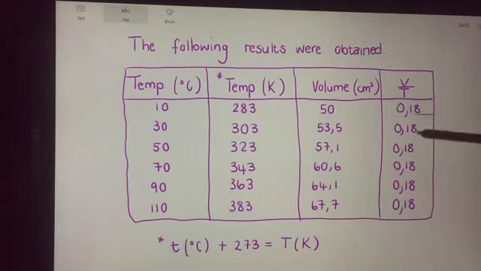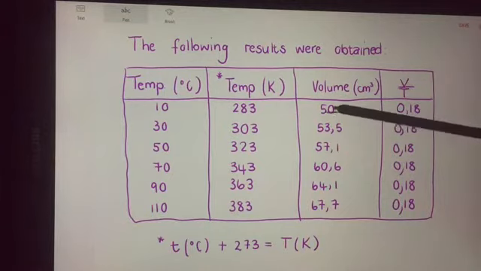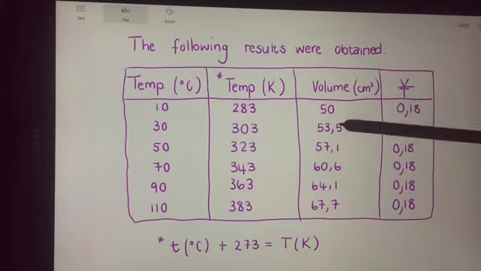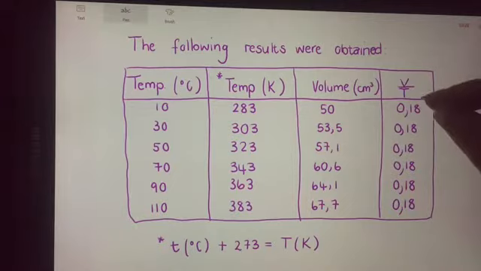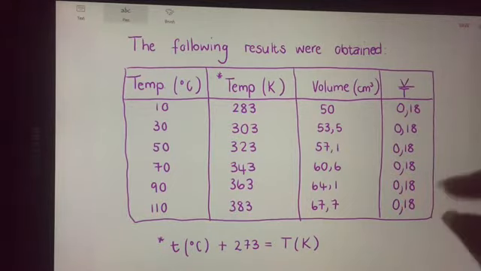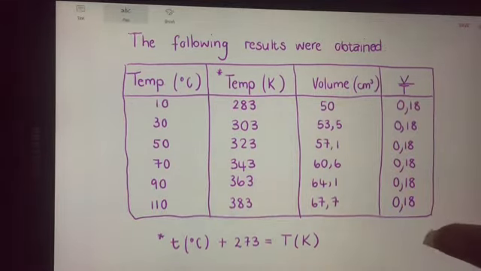And then in the last column, I've got volume divided by temperature in Kelvin. So if I take 50 divided by 283, I get 0,18. If I take 53,5 divided by 303, I get 0,18, and so on. So I can see that volume divided by temperature in Kelvin gives me a constant answer for this specific set of results.